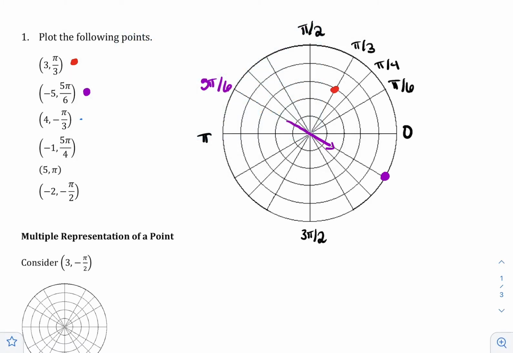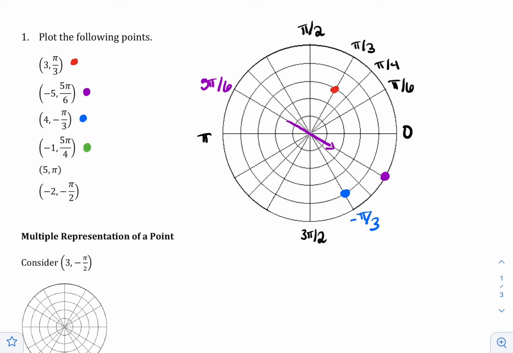Okay, let's go to 4 comma negative pi over 3. Negative pi over 3 means that the angle is clockwise. So negative pi over 3 is down here. And the r is positive, so you go directly to negative pi over 3. 1, 2, 3, 4. Here's 4.